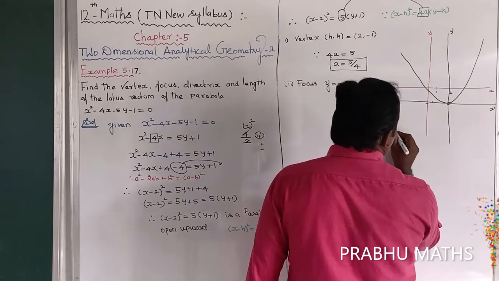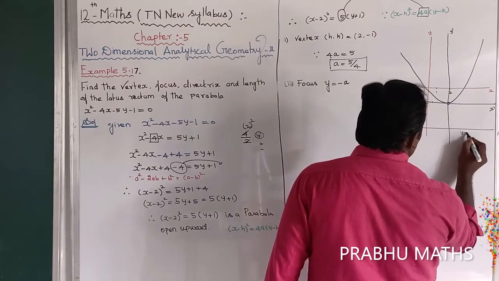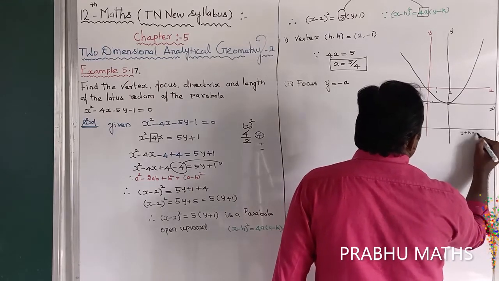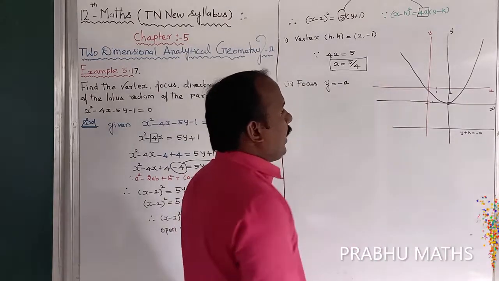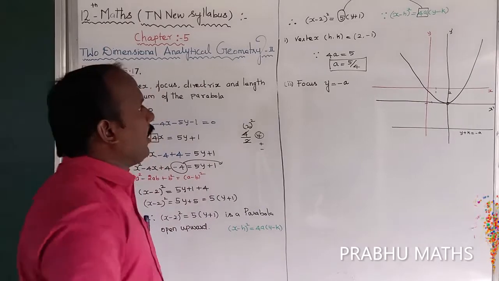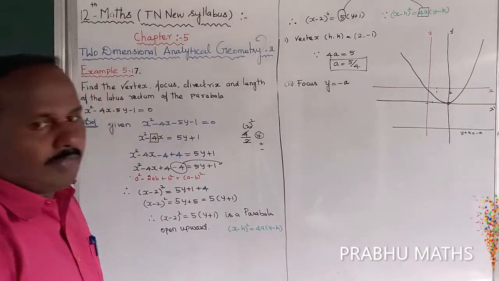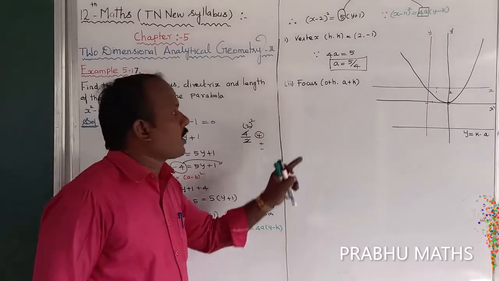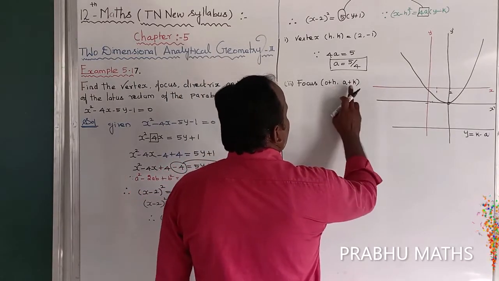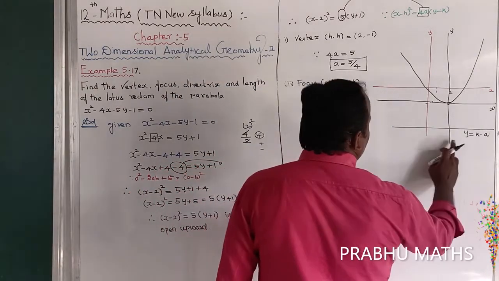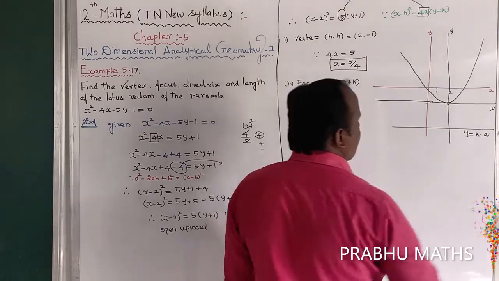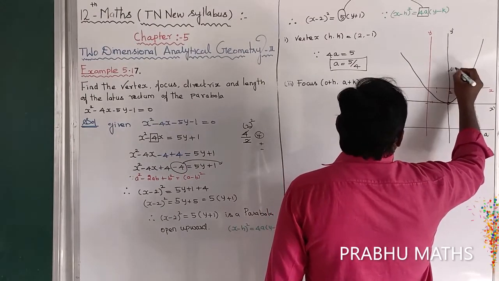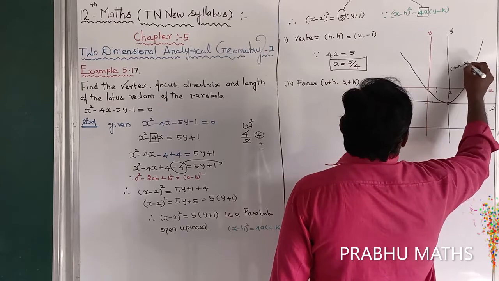The directrix is on that side. The directrix is y plus k equal to minus a. That is the formula. For the focus, it is 0 plus h comma a plus k. Next, the directrix is y is equal to k minus a. So the focus here is 0 plus h comma a plus k.